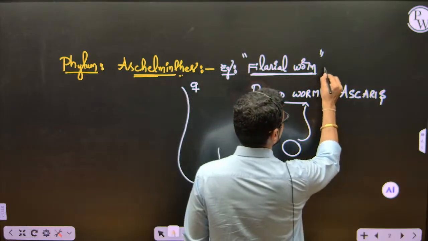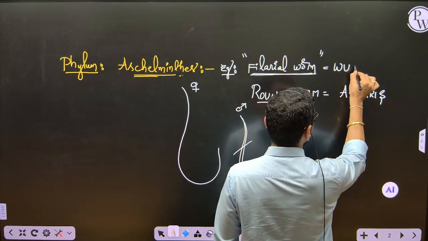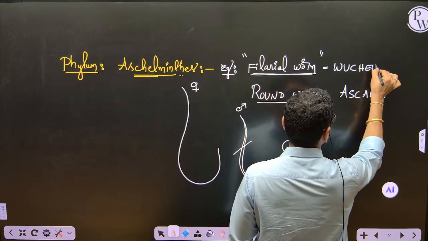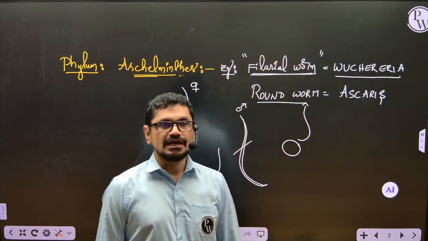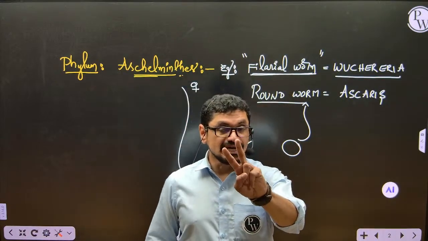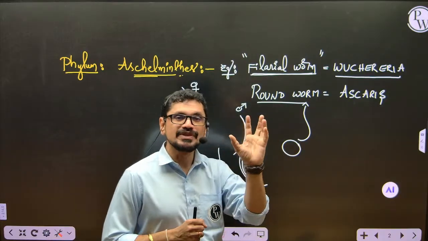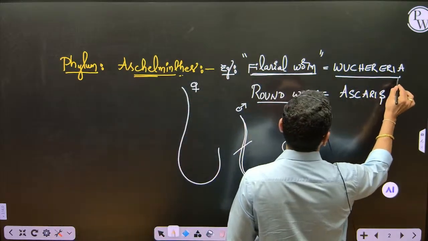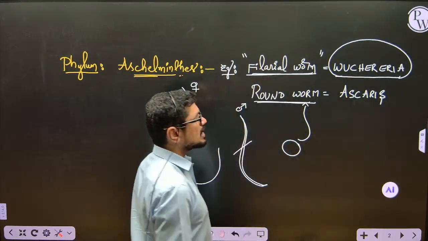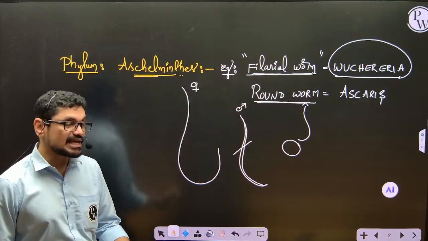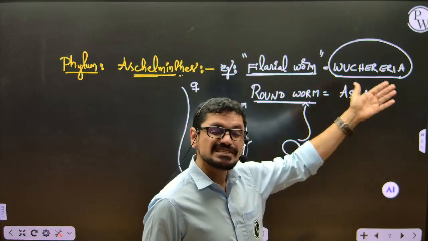And the filarial worm, the common name is filarial worm. Its scientific name is Wuchereria bancrofti. A single scientific name generally contains two words. The first word is the genus name. The second word is the species name. So Wuchereria is the genus, and filarial worm is Wuchereria bancrofti. That is the scientific name and this is the common name. Roundworm is the common name. Ascaris is the scientific name.